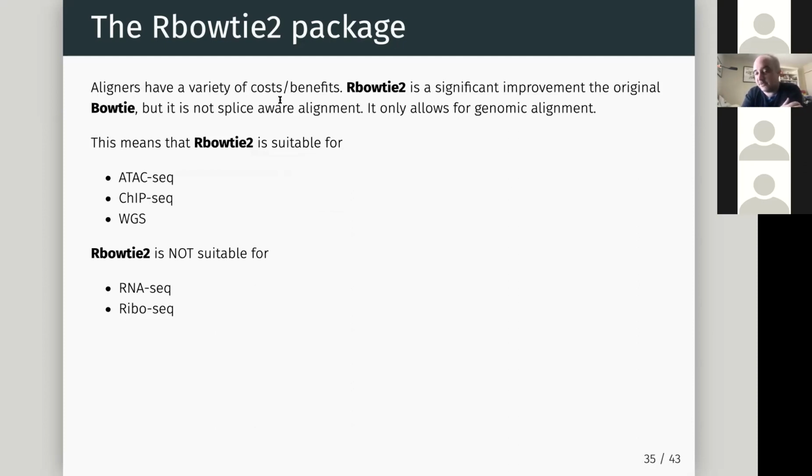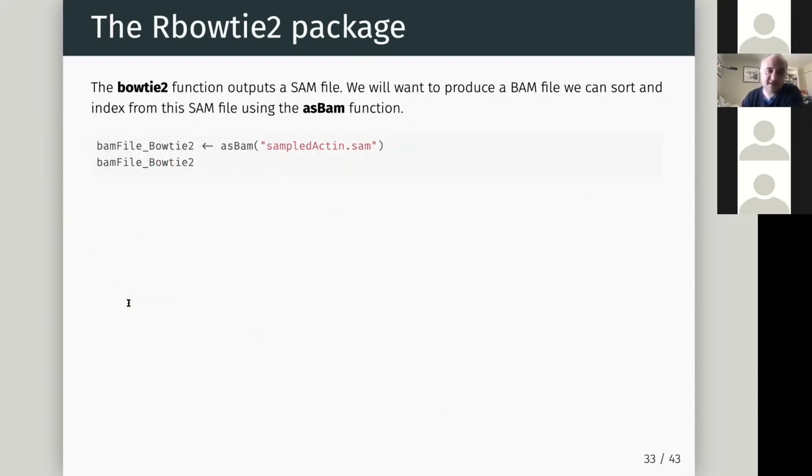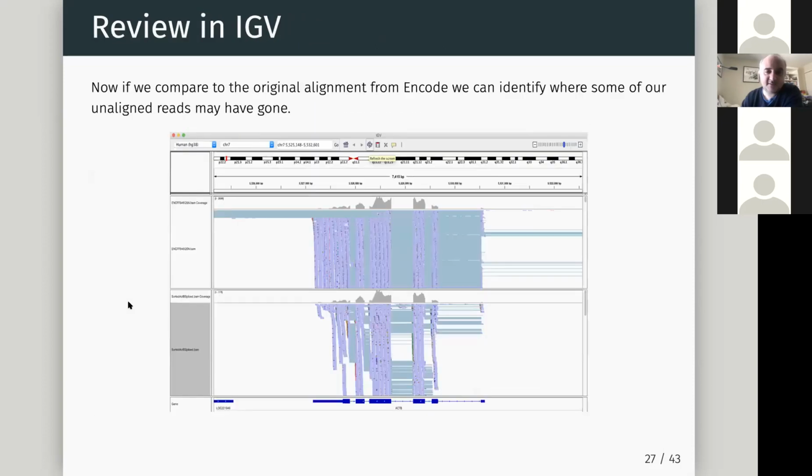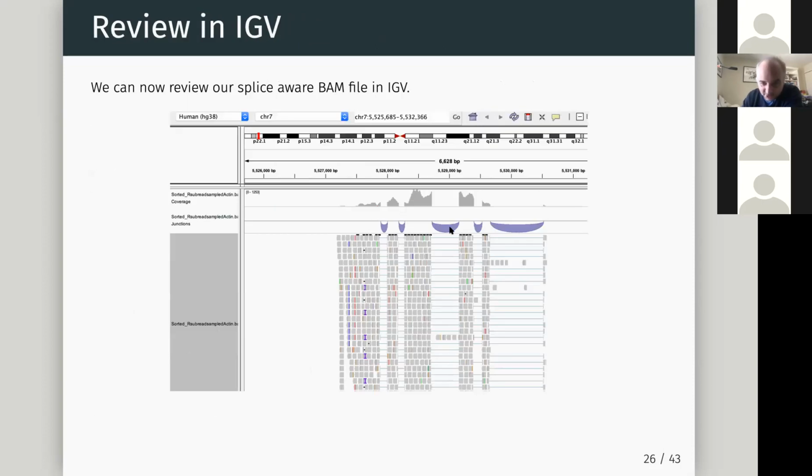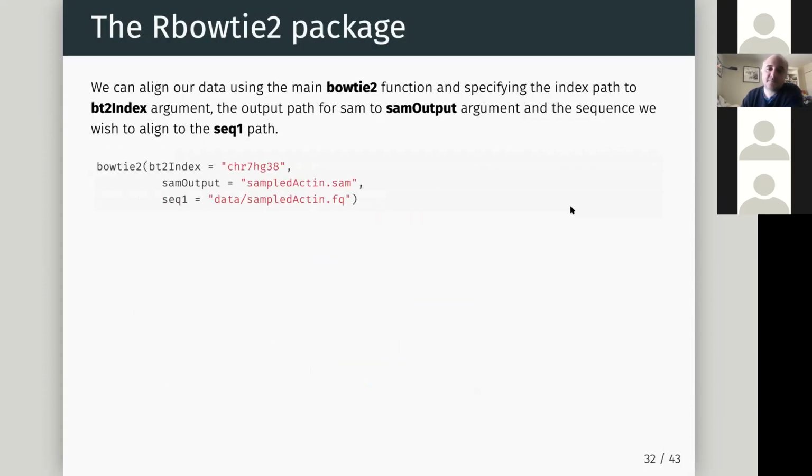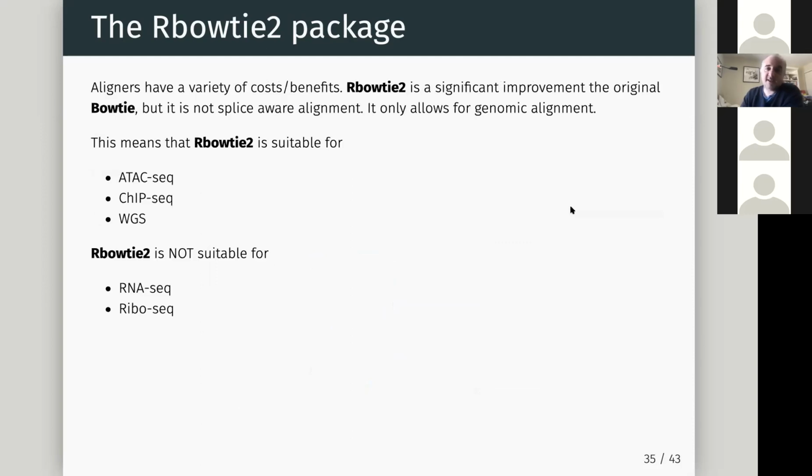Again, Bowtie2 is a significant improvement on Bowtie, but it wasn't splice-aware. It was only really built for genomic alignments, which means it's okay for things like ATAC-seq, ChIP-seq, whole genome sequencing, but it's not really going to work well for RNA-seq, Ribo-seq, any time where we expect to see evidence of this splicing, right, these junctions. We're going to need to use a splice-aware aligner.